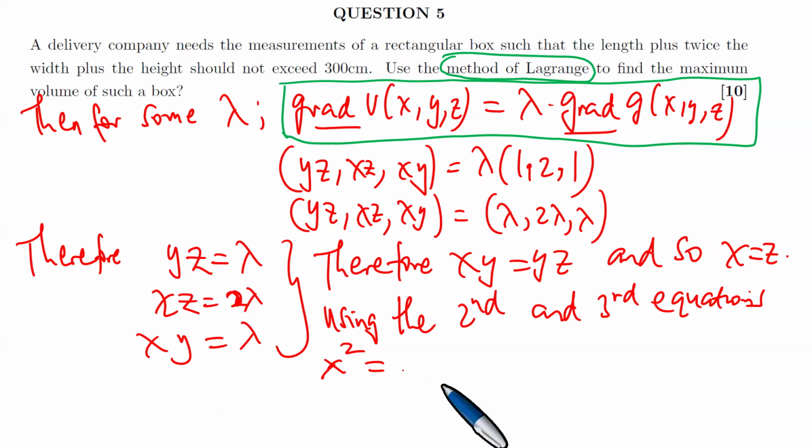So you can put yx. And this will therefore be the same as what? Okay, let's analyze this together. Because this is going to be 2 lambda. Right, it's going to be exactly 2 lambda.